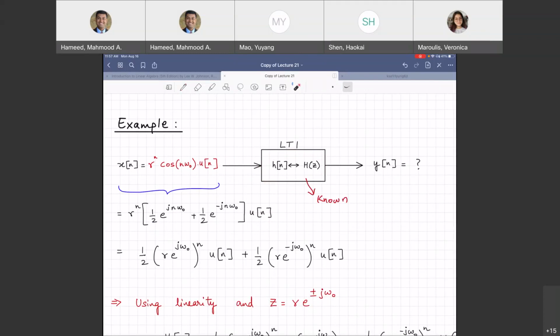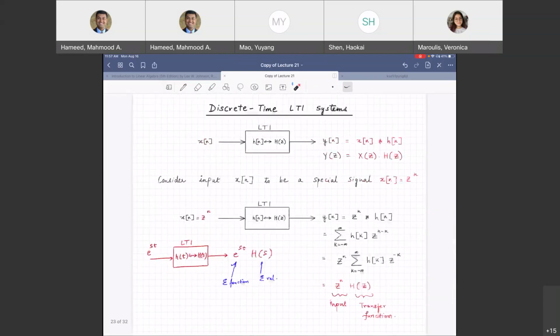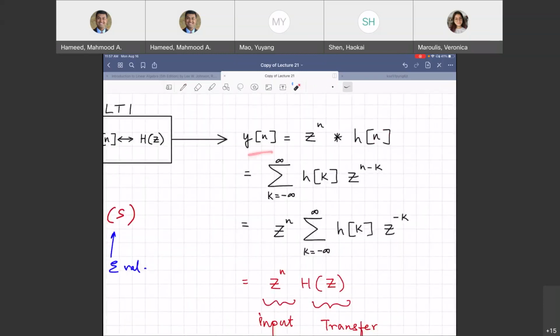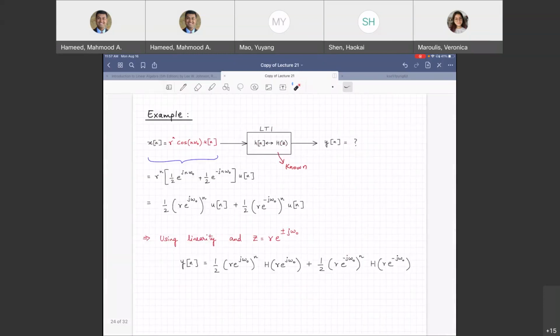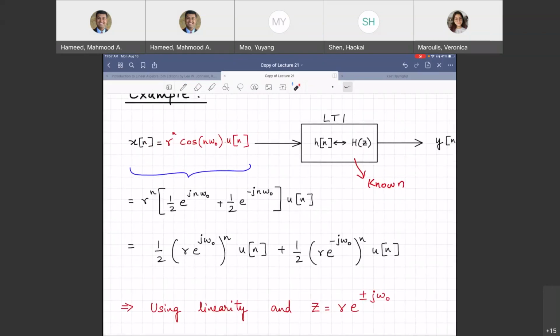And I need to find y of n. And I'm going to do that exactly this way, right? Y of n is z to the n multiplied by h evaluated at those z's, right? So the first thing I'll do, use Euler's to break the cosine into two complex exponentials. Next, I will isolate these terms.